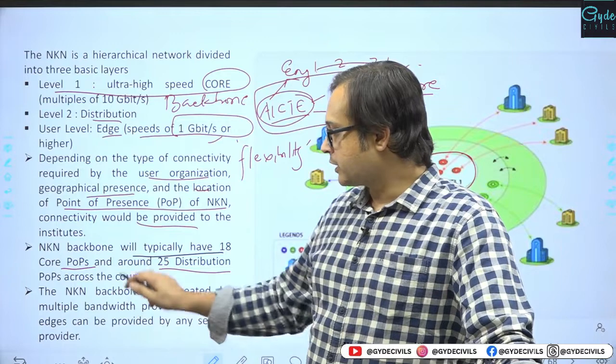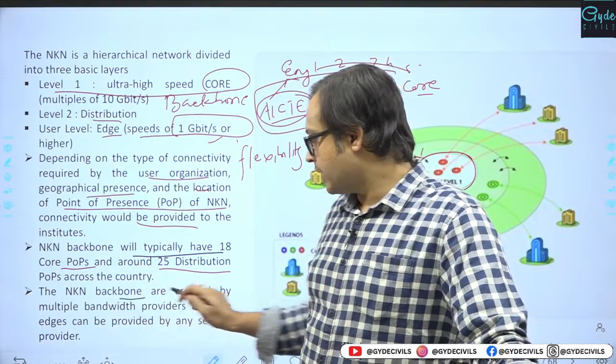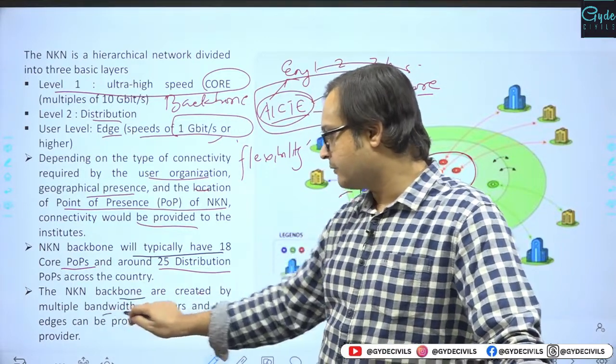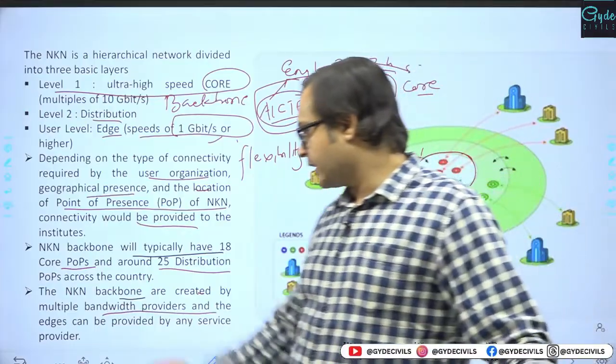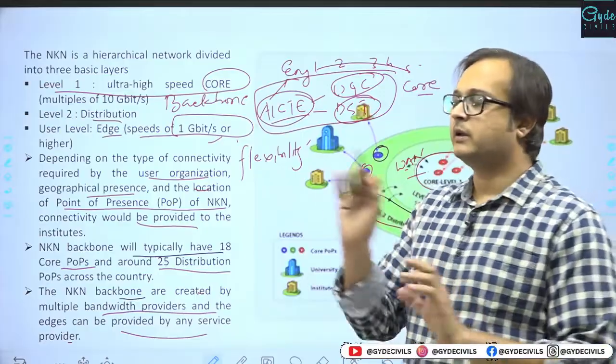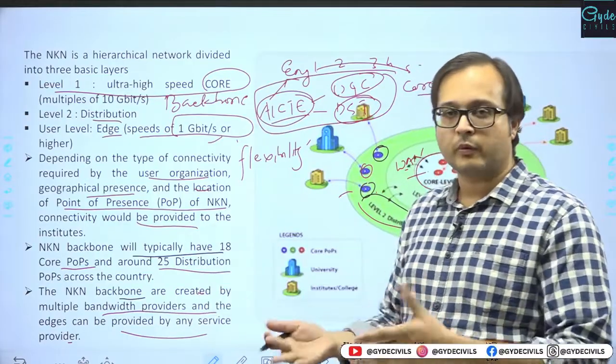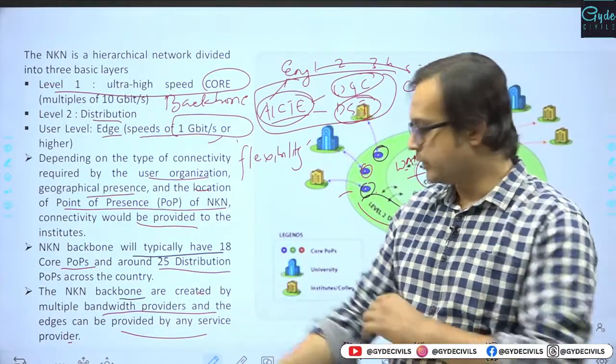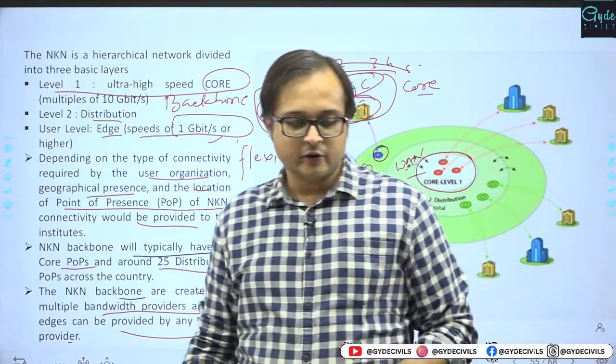The National Knowledge Network backbone is created by multiple bandwidth providers, and the edges can be provided by any service provider also, right? At the end, services are provided directly, or a service provider or an intermediate can be brought in over here. Right. That's how the architecture is being created.